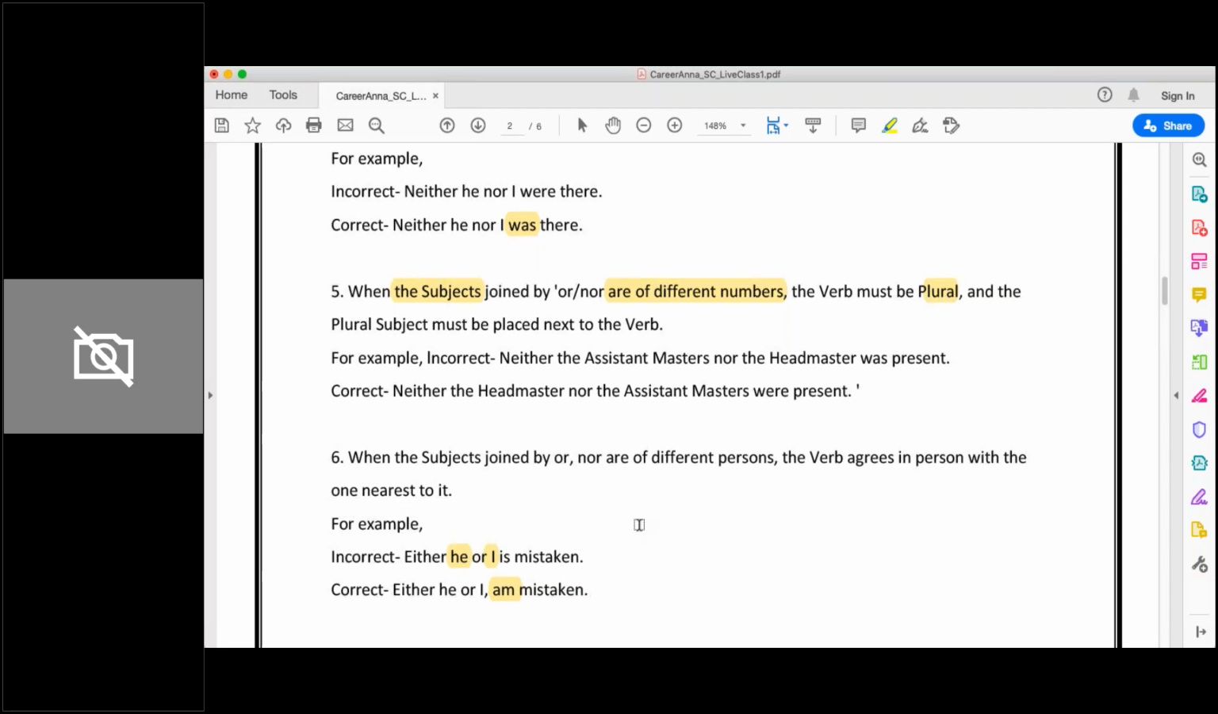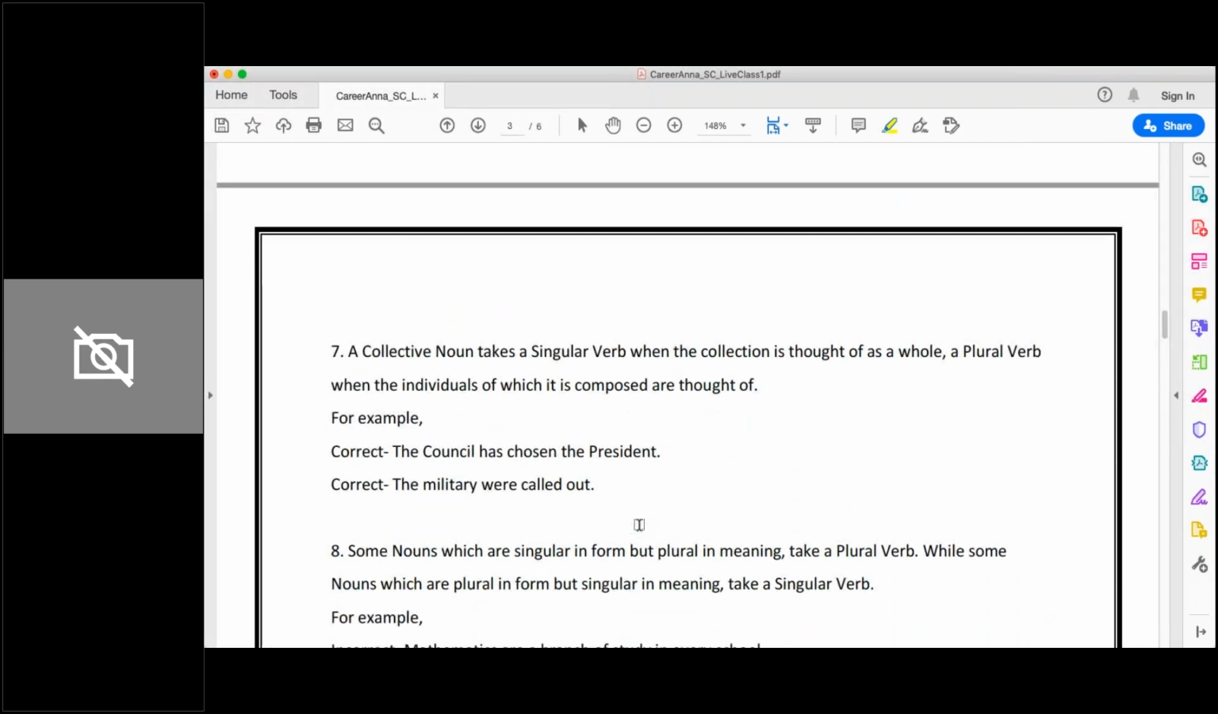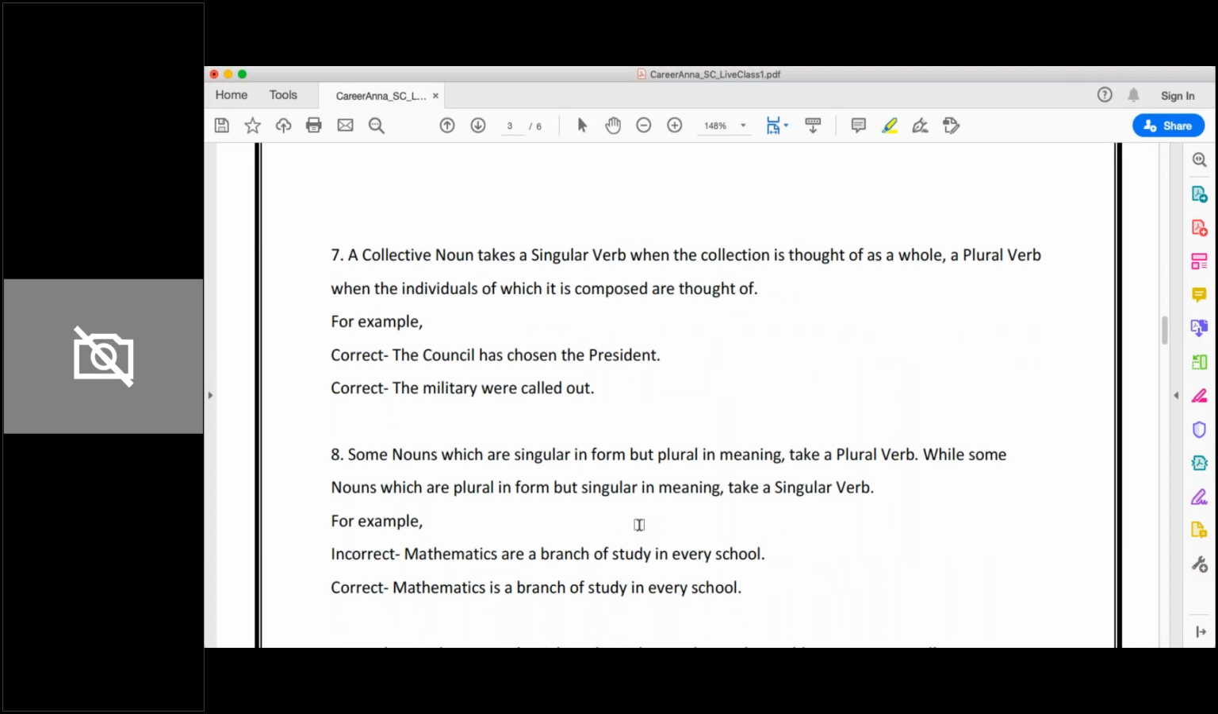Now, moving ahead. Rule number 7 is one of the most confusing rules. A collective noun takes a singular verb when the collection is thought of as a whole, and a plural verb when the individuals of which it is composed are thought of.